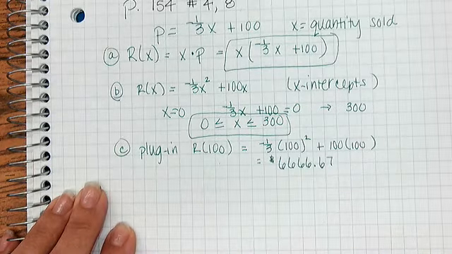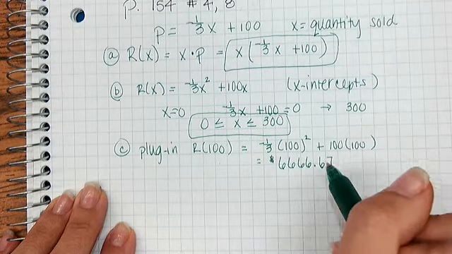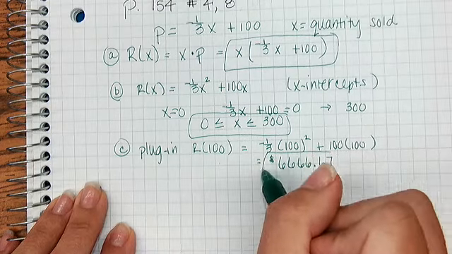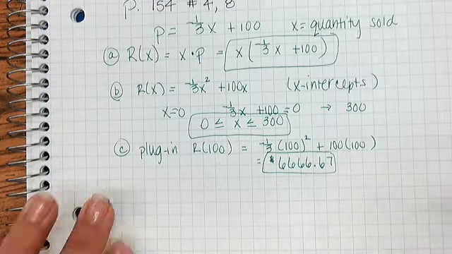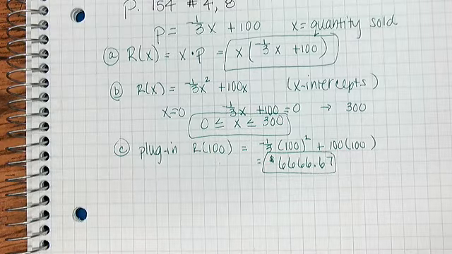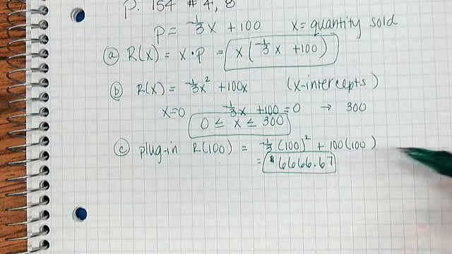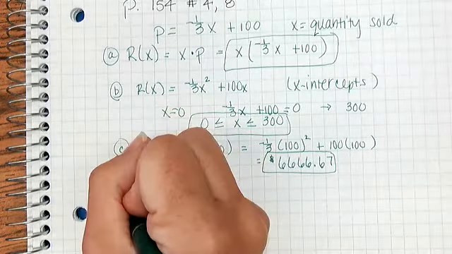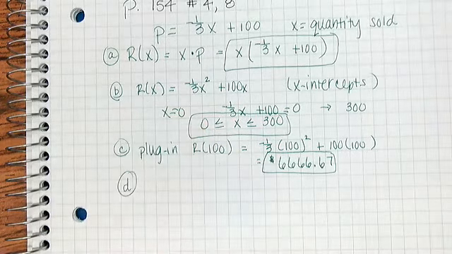So essentially, $6,667. I always get asked, how do I round with money? You round properly. You always round to the nearest hundredth. Always round to the nearest hundredth.